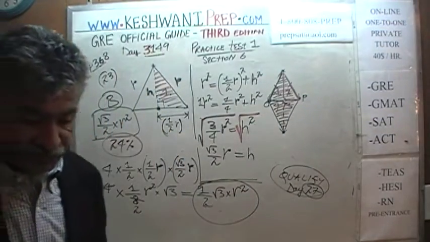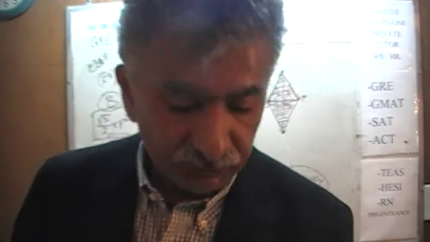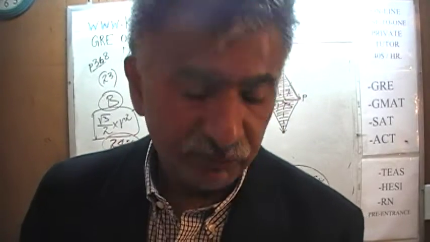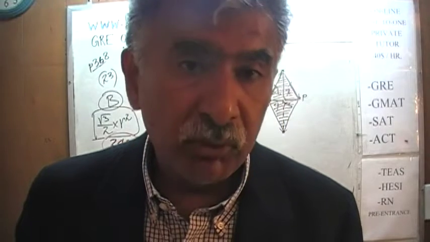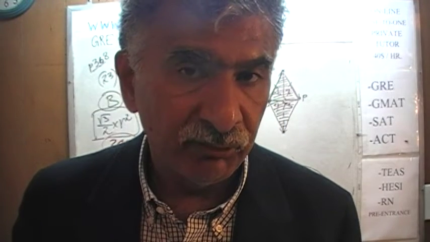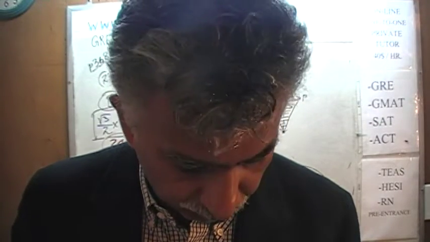Tomorrow, on day number 150, we'll finish this section. This section 6 in the first exam. Tomorrow we'll do question number 24 and 25. Question number 24 deals with permutation and combination. It's not any straightforward question. We'll do 24 and 25 tomorrow.